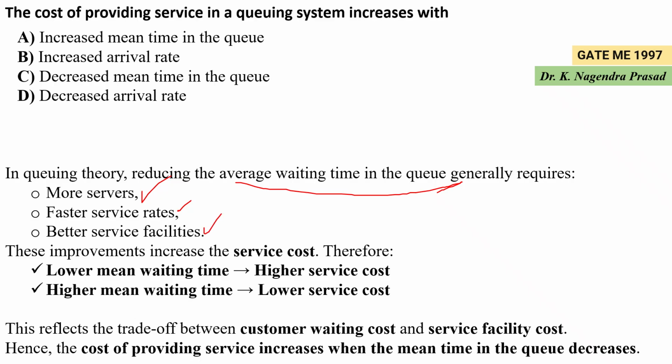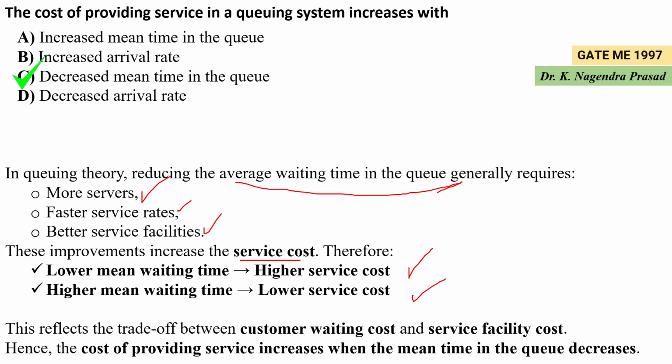These improvements increase the service cost. Therefore, a lower mean waiting time belongs to a higher service cost, and a higher mean waiting time belongs to a lower service cost. So this reflects the trade-off between the customer's waiting cost and the service facility cost. Hence, the cost of providing service increases when the mean time in the queue decreases.